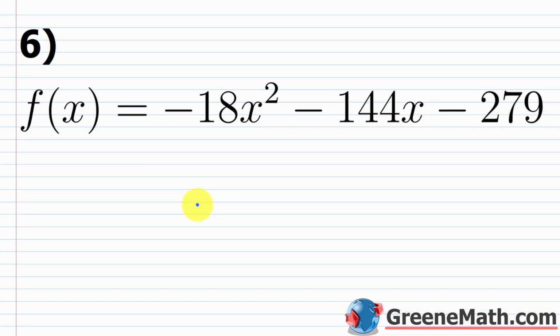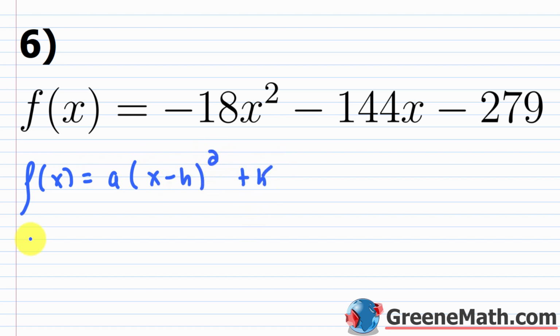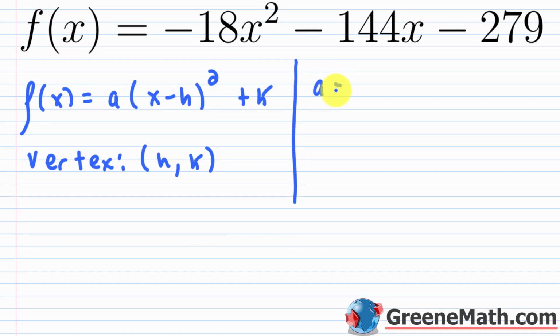All right, for problem 6, we have f of x is equal to negative 18x squared minus 144x minus 279. So again, we want to figure out the vertex form. So f of x is equal to a times the quantity x minus h squared, and then plus k. We also want to figure out the vertex. So this is going to occur at h, k. So looking at what we have here, we know that a is the coefficient of x squared. In this case, that's negative 18. Then your b is going to be the coefficient for x to the first power.